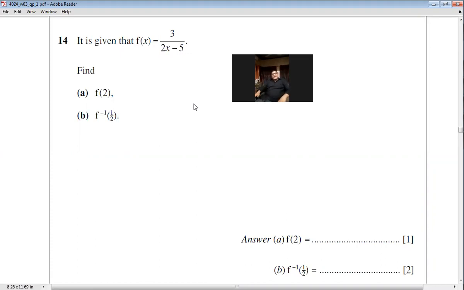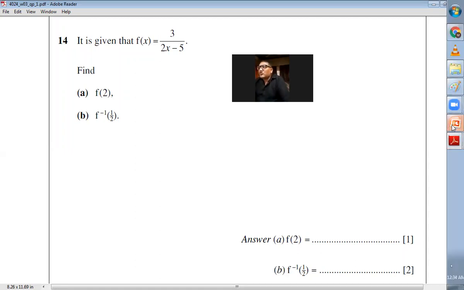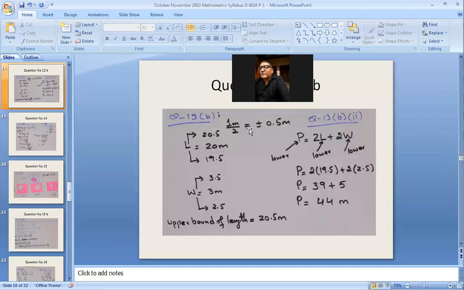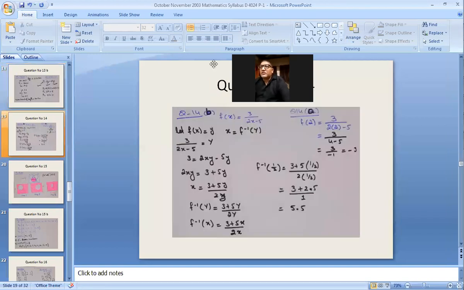Wherever you have x, you substitute 2 in it. And then the second part is find f inverse, and in that inverse, in the place of x, you will substitute 1 by 2, because he wants us to find the value of f inverse of 1 by 2. F inverse of 1 by 2 is the question. So let me show you how we do this. Okay, so let's go to my paperwork. I have done this on a paper, and here we go.